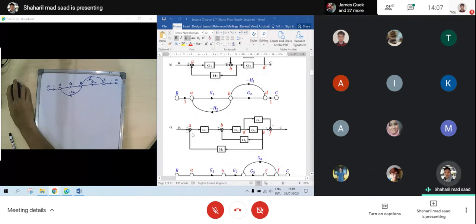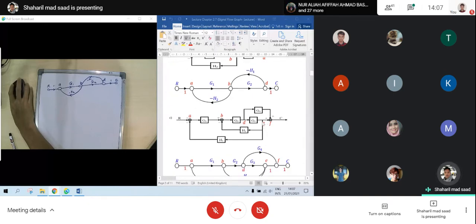Look at the C. How many nodes do you have there? This one R and C, and A, B, and D, E and F. This one you cannot combine, right? Why? The input going to this one is not equal to the input going to this one. You know what I mean.